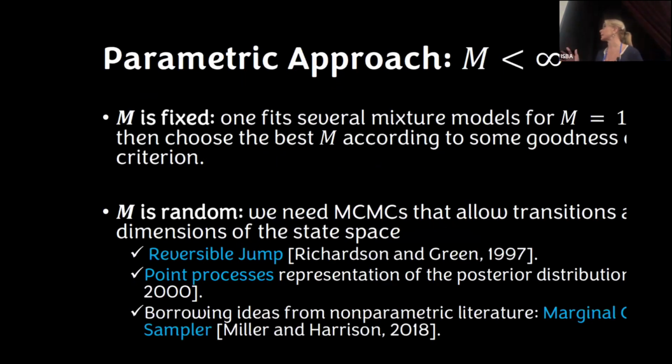Or you can treat M as random and make it an object of inference, and then you have to do some fancy reversible jump or any other MCMC scheme that allows transitions across dimensions. Besides the reversible jump, there have been other proposals in the literature, some based on point process representations of mixture models, and then a marginal Gibbs sampler more recently, which was inspired by nonparametric ideas.